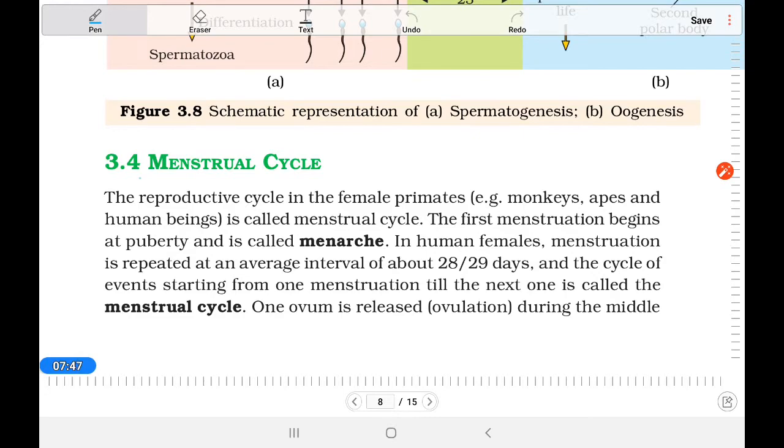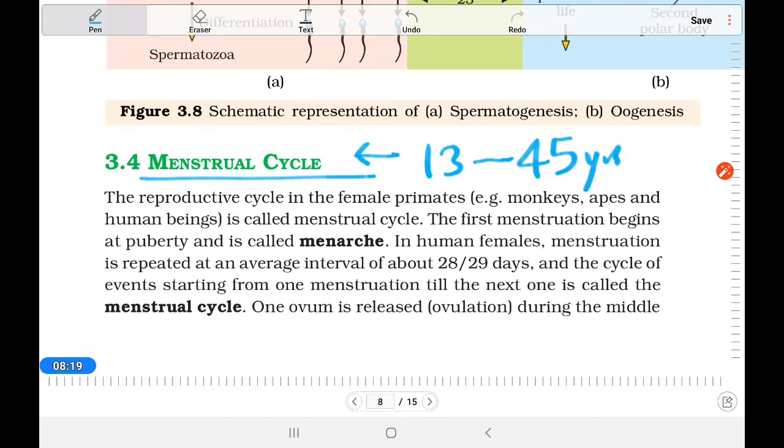Now next part, menstrual cycle. I think you know about this: the cyclical discharge of an unfertilized ovum, blood, mucus, and stripped endometrium layer from the uterus of a female at an average interval of 28 days is called menstruation. It occurs from puberty to menopause, approximately 13 years to 45 years. Before that it will not occur, after that also it is stopped, and it stops during pregnancy.